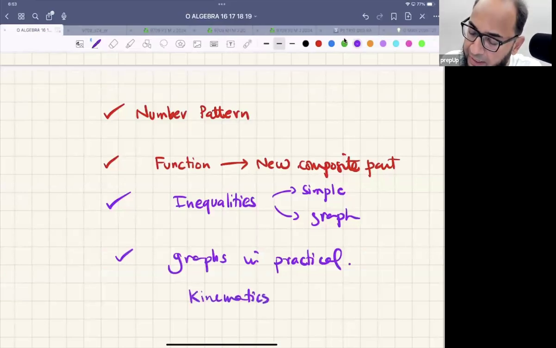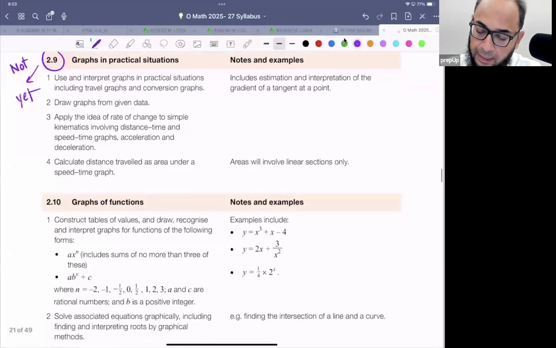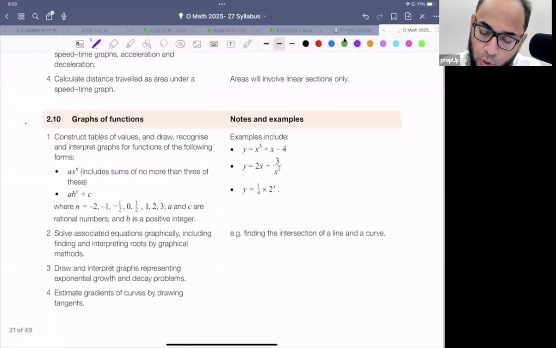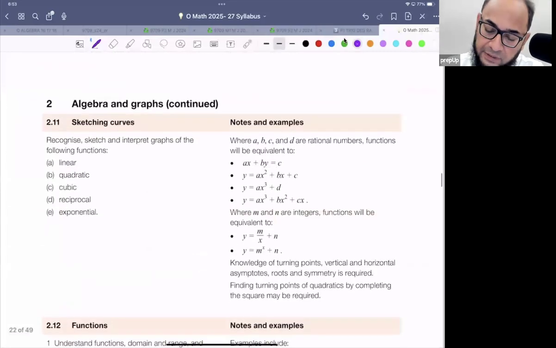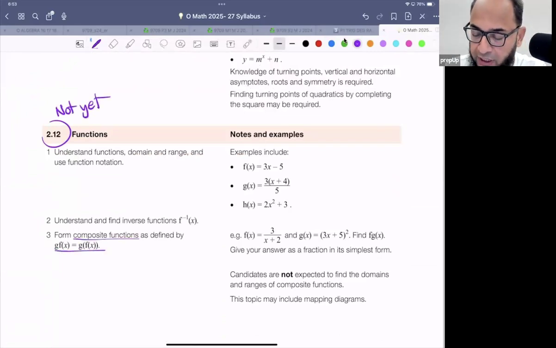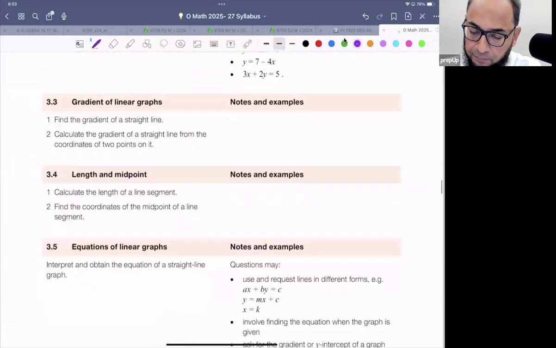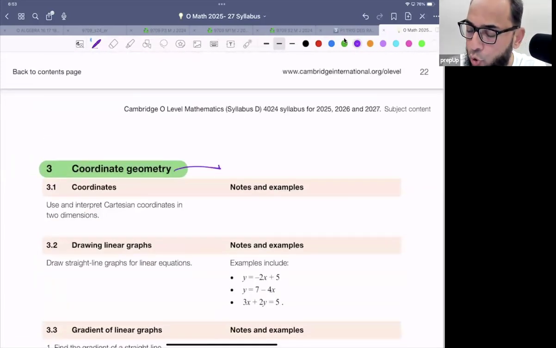But kinematics is related with coordinate geometry. It's related with algebra. And let me write indices also over here. That is algebra and that is numbers. And then graphs of functions. This is all done. Sketching graphs, it's all done. Functions, not yet, already written over there. This is the new thing, form composite function. It was not there before in the syllabus, now they have added it. And that's about it. So what we will do is that we will do coordinate geometry first, and then we will do kinematics, because you need the logic over there.